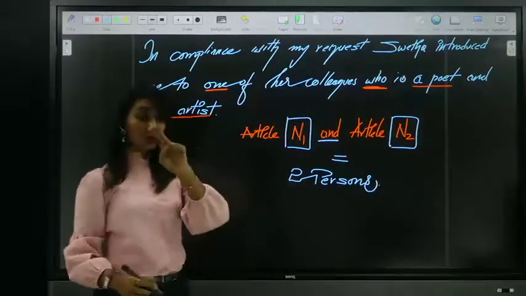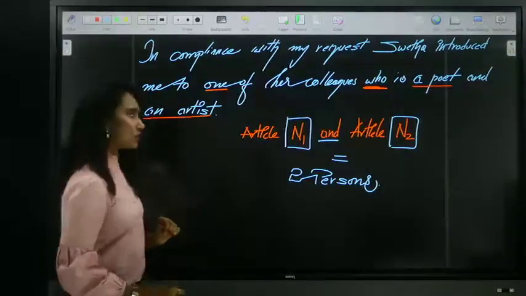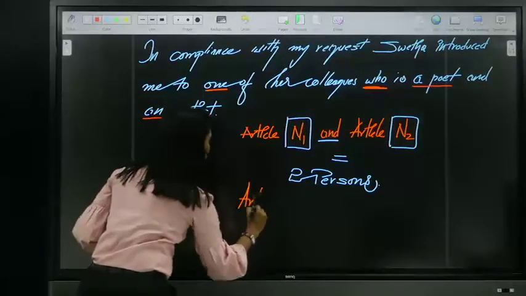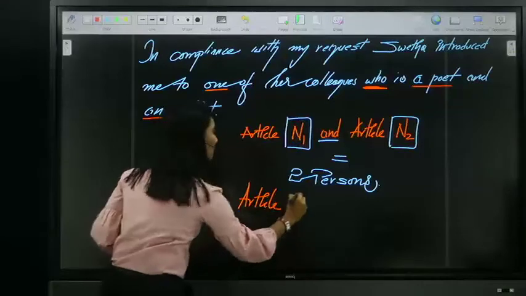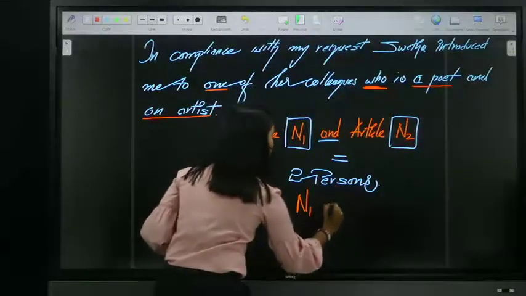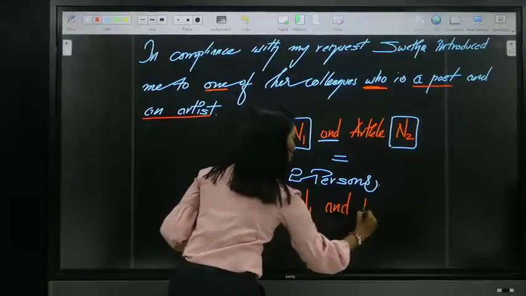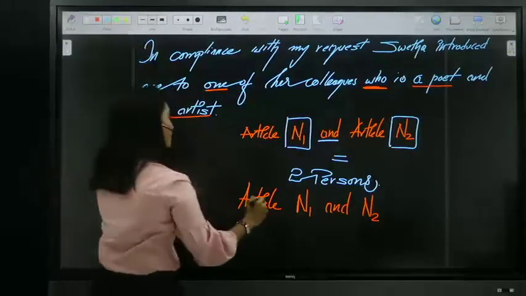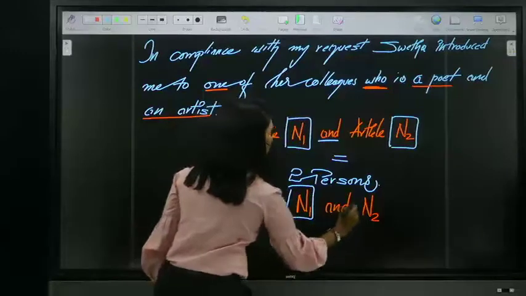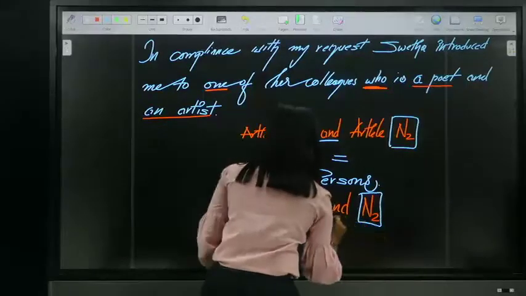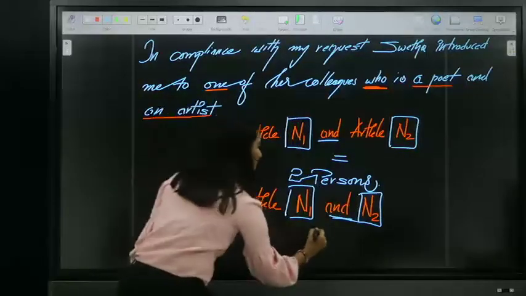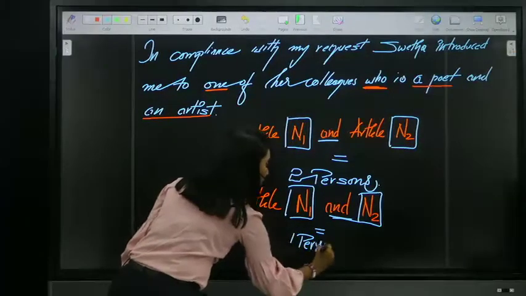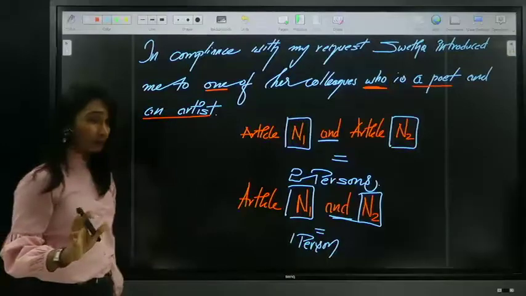It means two different persons. But if there is only one article before two nouns, noun 1 and noun 2, connected by and, it means only one person. So, is the concept clear?